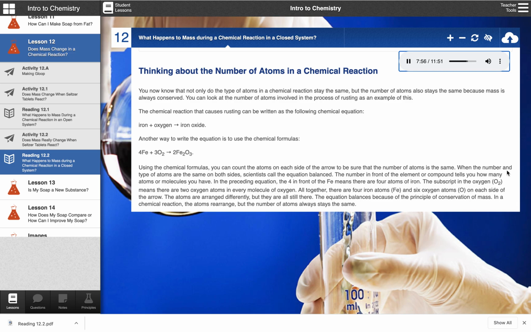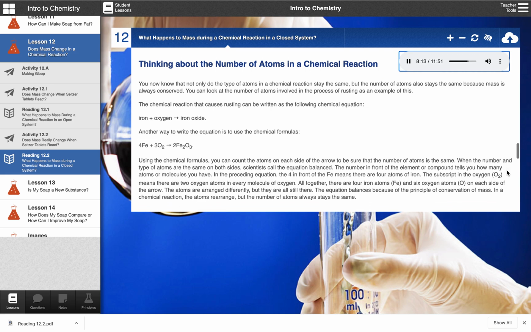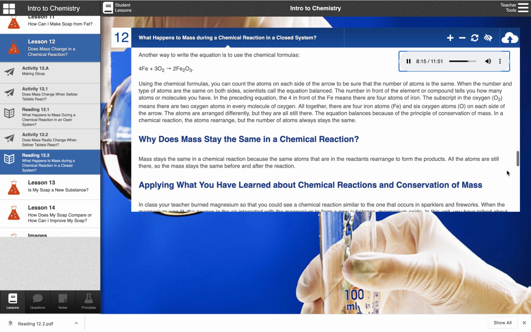The chemical reaction that causes rusting can be written as the following chemical reaction. Another way to write the equation is to use the chemical formulas. Using the chemical formulas, you can count the atoms on each side of the arrow to be sure that the number of atoms is the same. When the number and type of atoms are the same on both sides, scientists call the equation balanced.